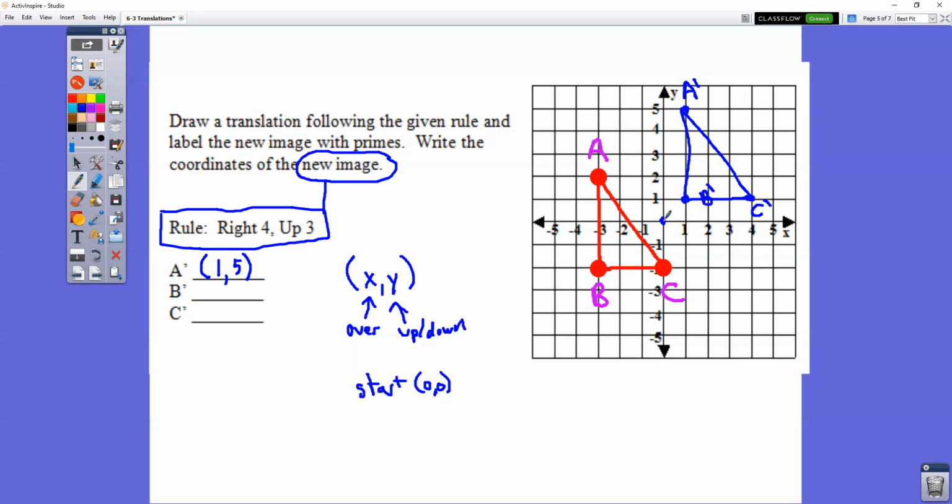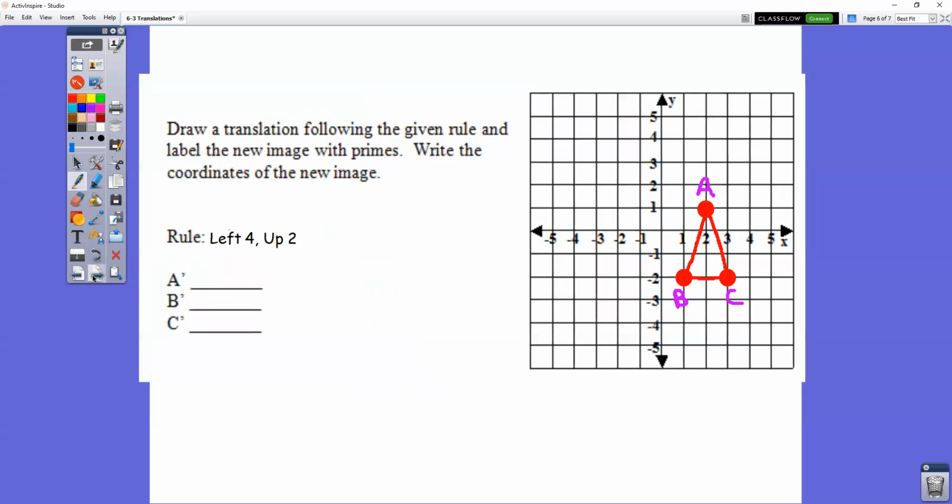B prime, starting in the middle, over to 1, up to 1. So 1, 1. C prime, starting in the middle, over to 4, up to 1. So we have 4, comma 1. These points will be automatically graded in Class Kick. I have to hand score your graph. But that's one complete question. Let's take a look at another one.